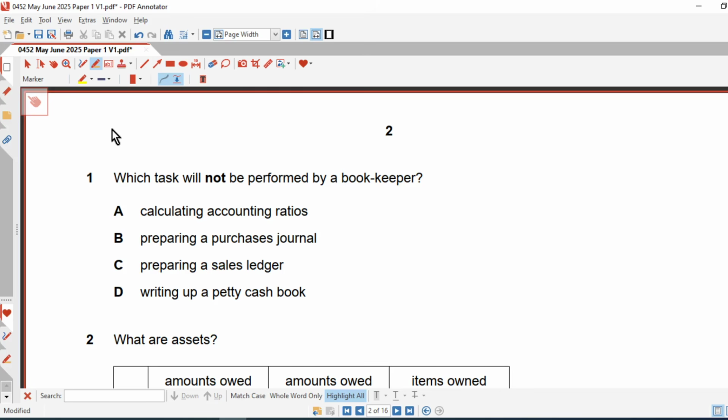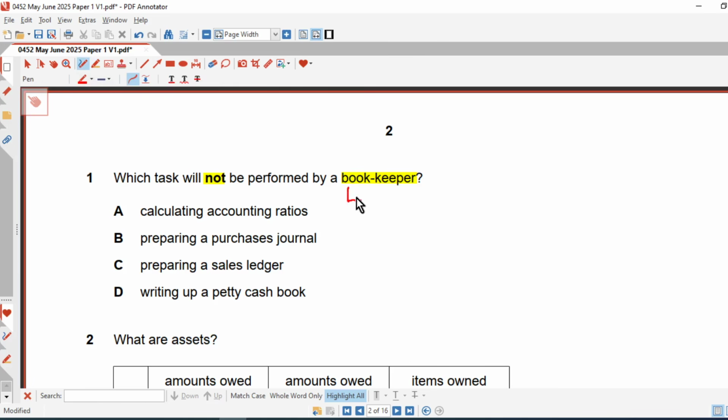So all right, let's look at question 1. Which task will not be performed by a bookkeeper? This question tests your understanding of the difference between a bookkeeper versus an accountant, right? So you need to have some theoretical knowledge here.